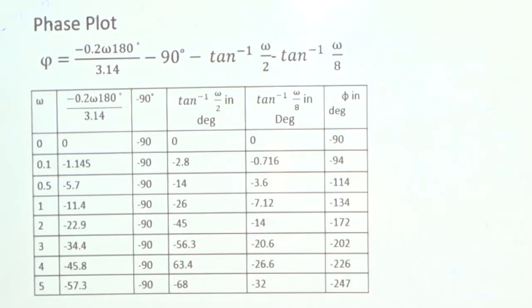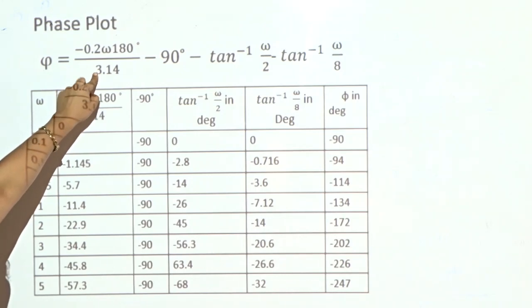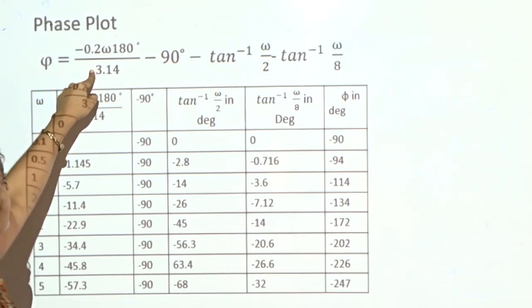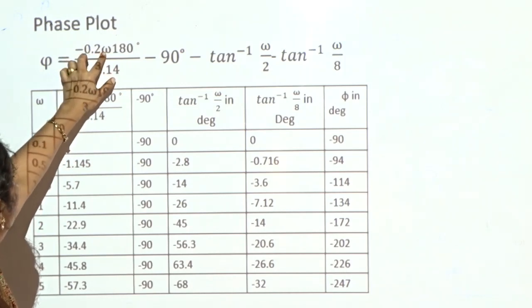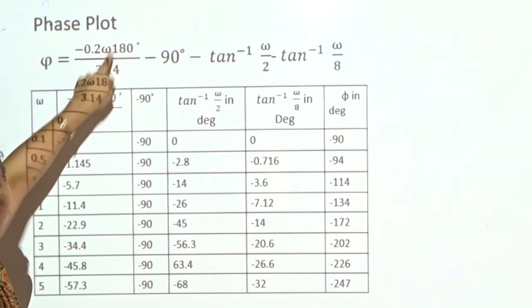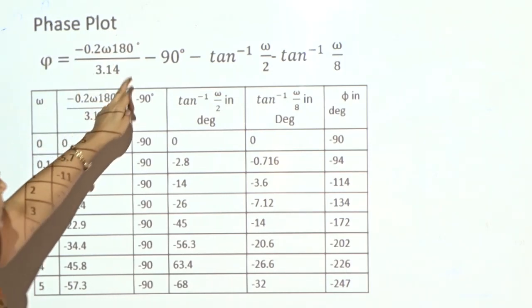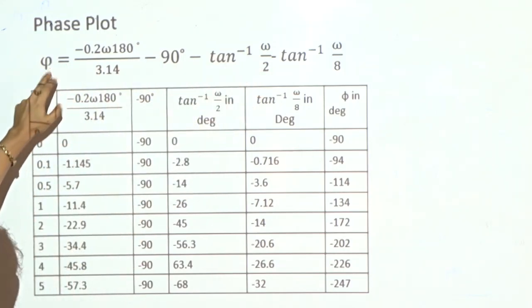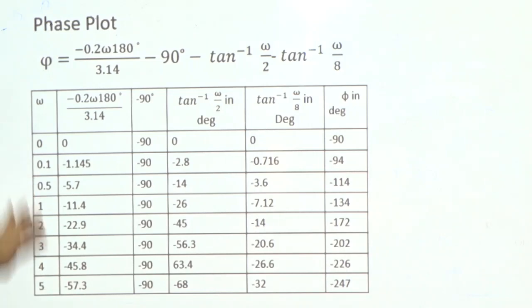As I said, this is how we have to represent the term in degrees, not the base value. It is only 0.2 omega that is in radians. This 180 by pi converts it to degrees, because we want the phi value in degrees. Then this is the chart for different values of omega.